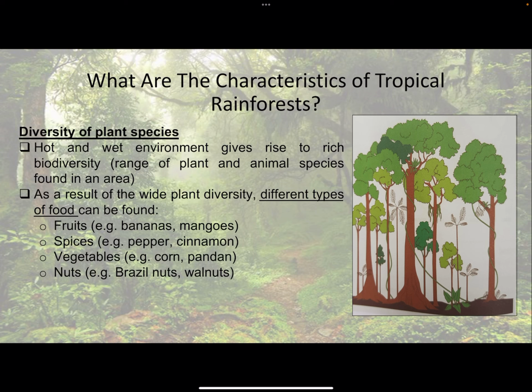Now why is it that we can have such variety, very sweet bananas and at the same time very, very spicy pepper? Because the rainforest itself is so exposed to the constant bombardment of sunlight and rain, so that the different varieties can all coexist in this area. Finally, of course, you have vegetables and nuts, things that we eat very often, things like corn, pandan, which they use to make drinks and pastries, as well as Brazil nuts, walnuts, and some of the other nuts that exist in the rainforest.